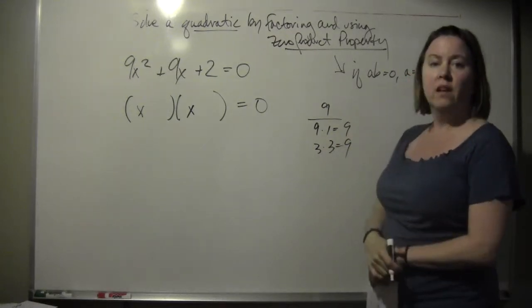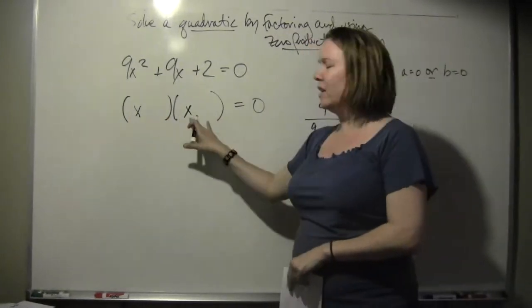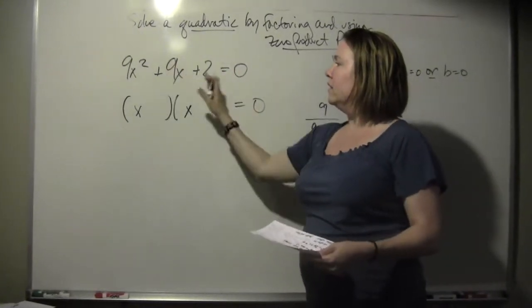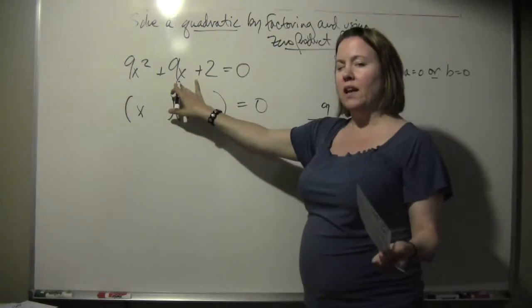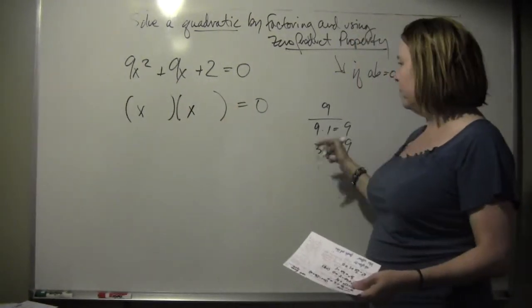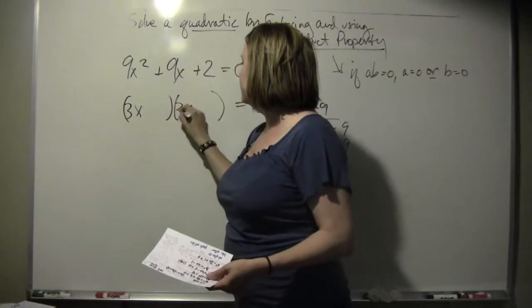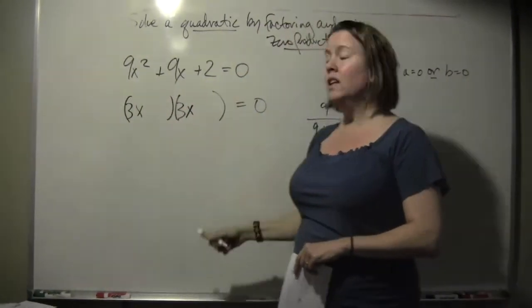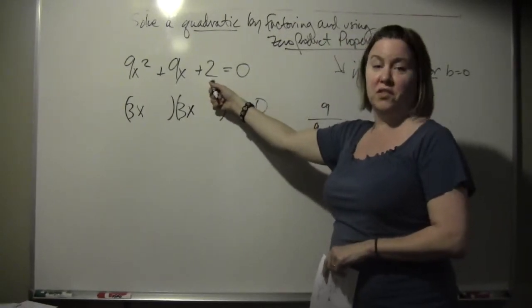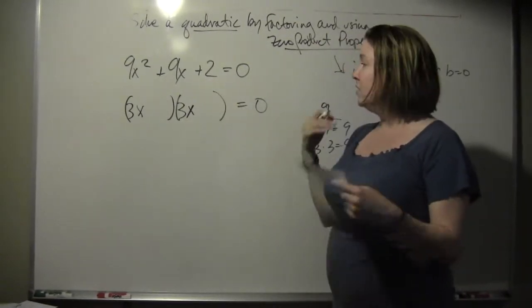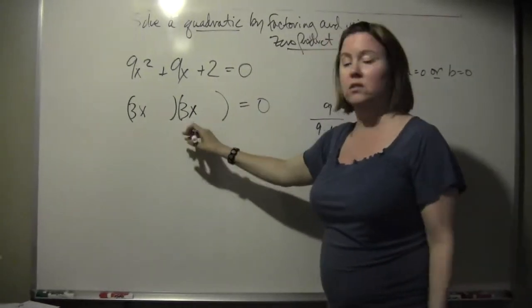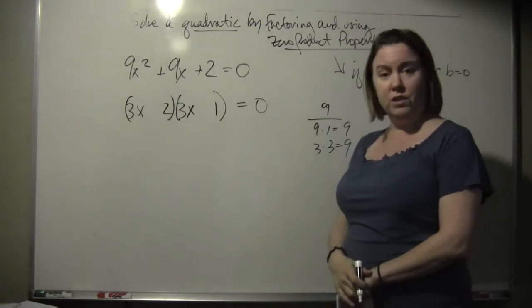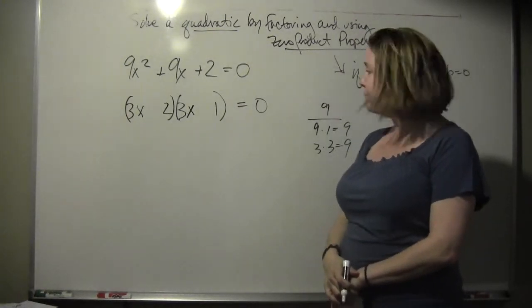So my gut tells me it's not going to be a 9 and a 1 because that's not going to give something that's going to add up to 9. But I'm going to go ahead and put a 3 and a 3. Okay, so that gives me 9x squared, the first term. And then actually we're lucky with this 2 because 2 is prime. So, and both of these are the same thing. So we're just going to put a 2 in one and a 1 in the other. Those are the only two factors of 2 because it's prime.